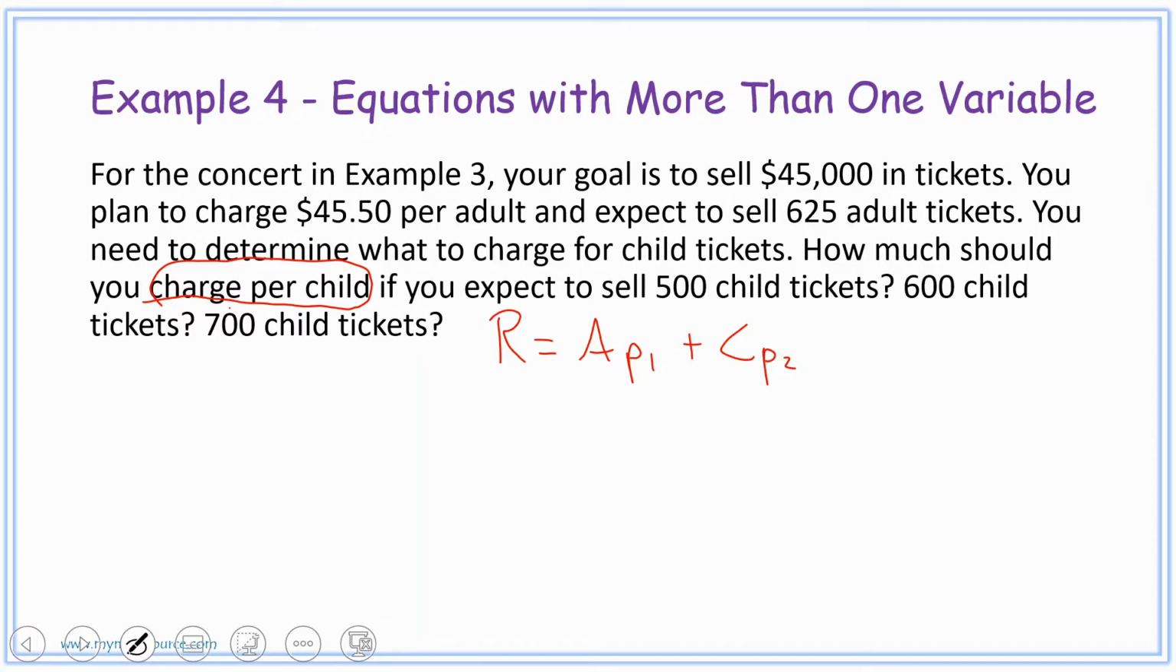So you can always rewrite your variables. It's good to have them there. One of the biggest mistakes that people make is just mixing up what the variables should be, and sometimes we can forget. So sometimes it's good to rewrite what they are. So our R represents our revenue. Our A is the number of adult tickets.